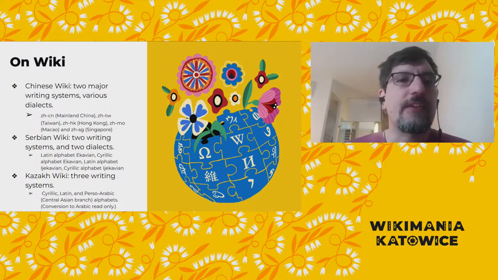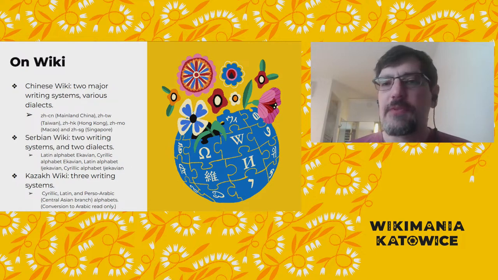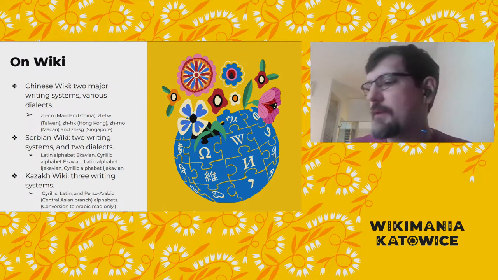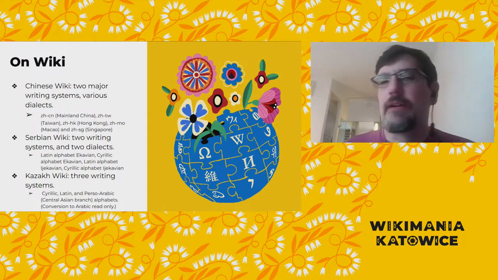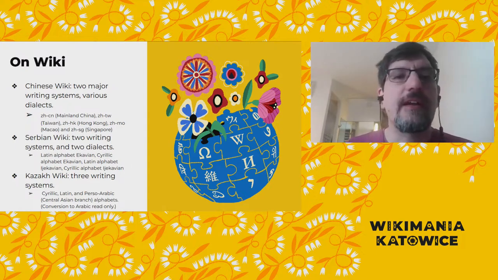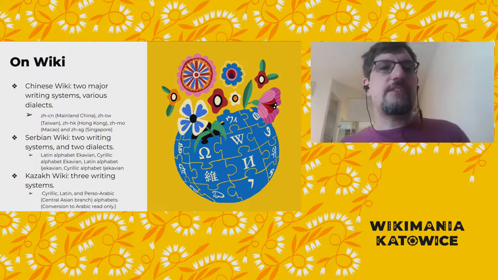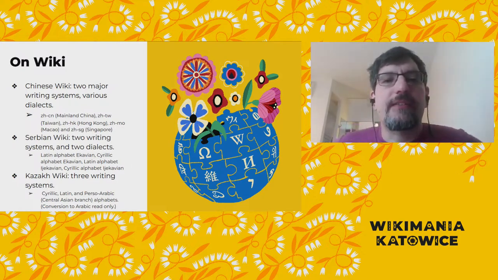On Serbian Wiki, in contrast, most readers and editors can read and write both scripts equally well, Latin and Cyrillic. There are, however, dialect differences, which are also reflected in spelling. Kazakh Wiki has three writing systems, Cyrillic, Latin, and Arabic. Currently, Language Converter can translate to Arabic, but not from Arabic. Kurdish has Latin, Arabic, and Cyrillic, and in this case, MediaWiki doesn't yet support the Cyrillic. There is an indigenous language in Canada, which has a syllabic writing system.